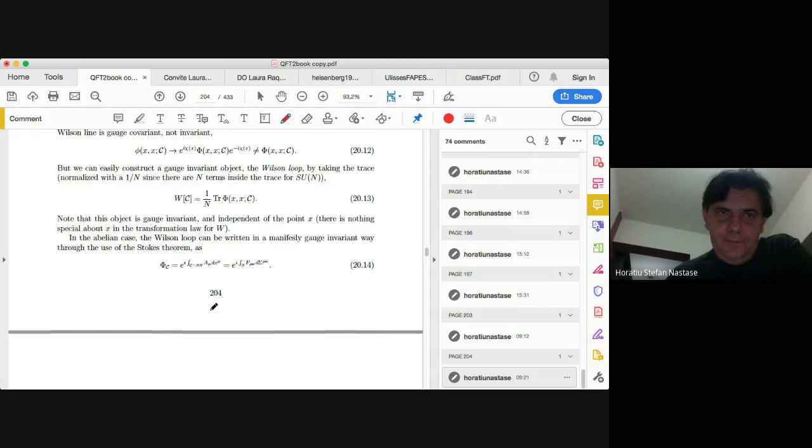All right, so in the abelian case, the Wilson loop, I said that was gauge invariant. So in that case, we can actually make it manifestly gauge invariant. So we didn't need to go through all that analysis. Well, that was preparation for the Yang-Mills case. But in any case, we could have seen directly that it's gauge invariant by using the Stokes theorem.